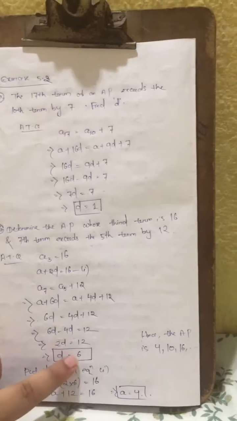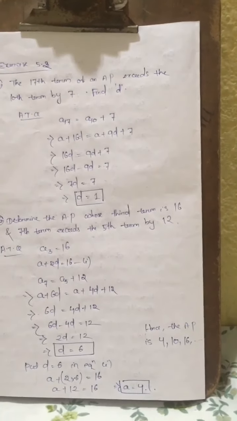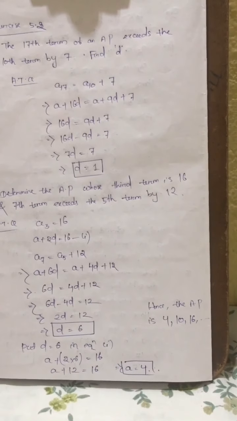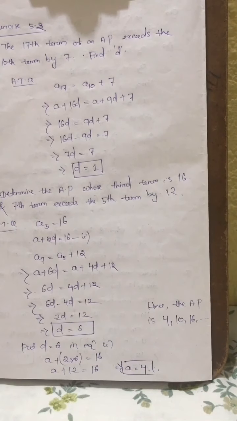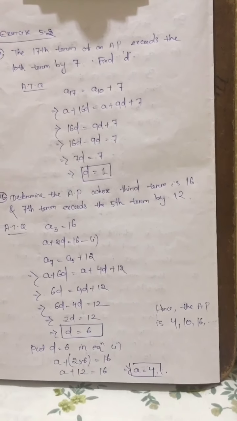So after getting d is 6, you can put it in equation 1, so that you get a is equal to 4. So a is 4, d is 6, means the AP will be 4, then 4 plus 6 is 10, 10 plus 6 is 16, 16 plus 6 is 22, and so on, dot dot. You can put the dot dot sign.